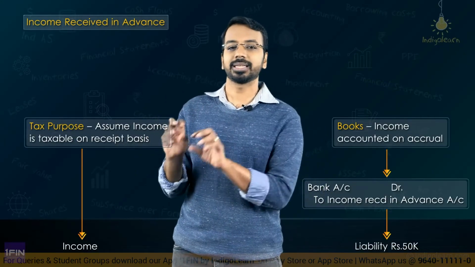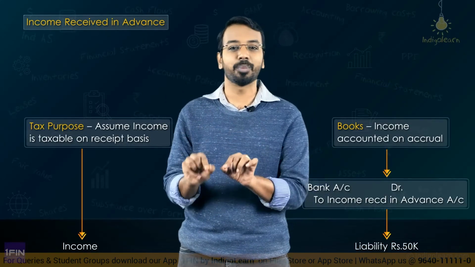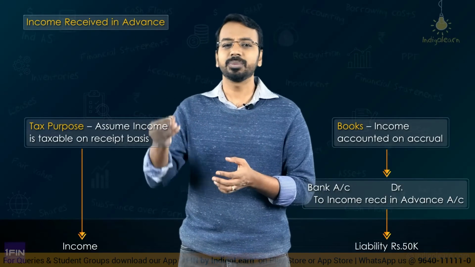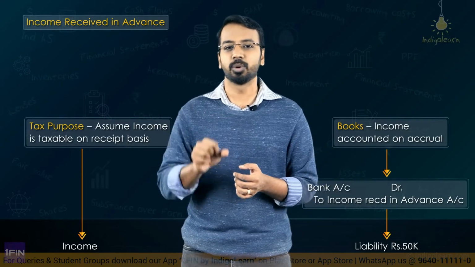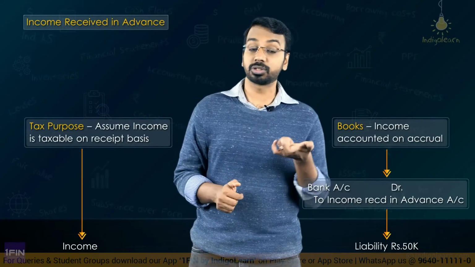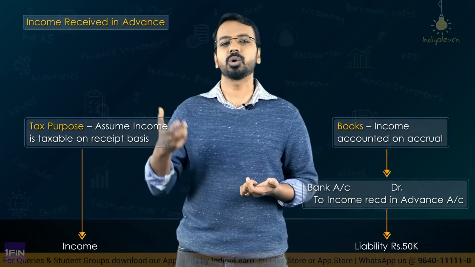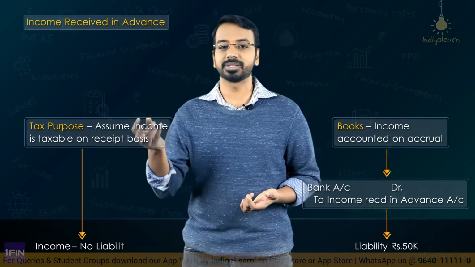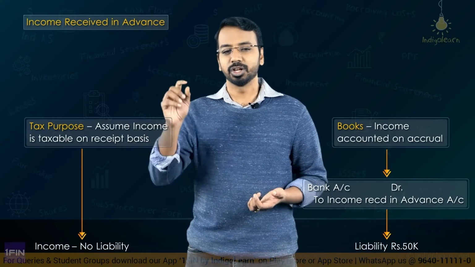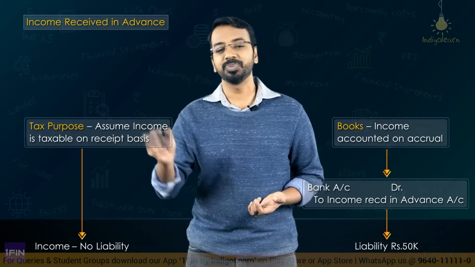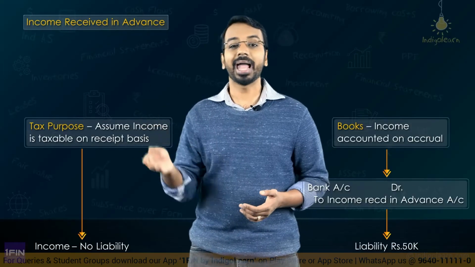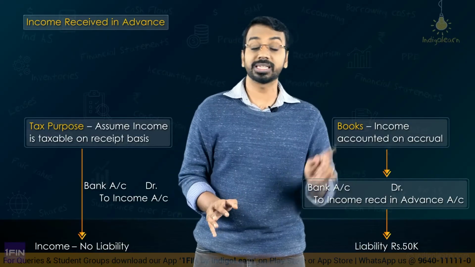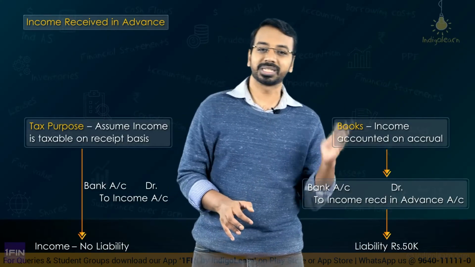Now, when you have credited that amount as income in the taxation books, will there be any liability shown in the tax book? There will not be any liability shown. In the books, you have a liability. For tax purpose, there is no liability because the income is not received in advance for tax purpose. For tax purpose, the income is taxable when it is received. So, just to make a hypothetical entry, for the purpose of tax, you will say bank account debit to rental income. There is no liability credited. But for the books, you will say bank account debit to income received in advance.